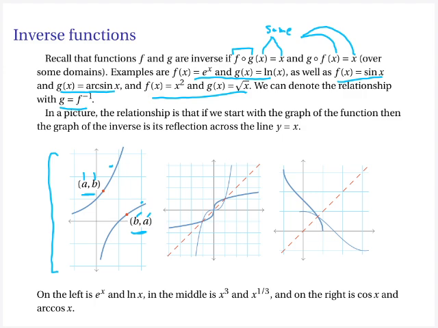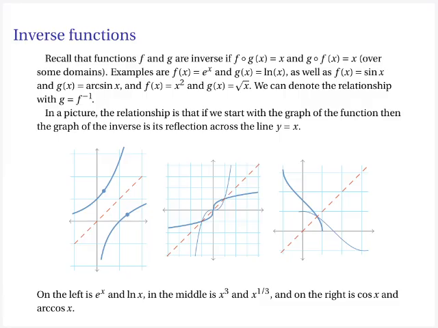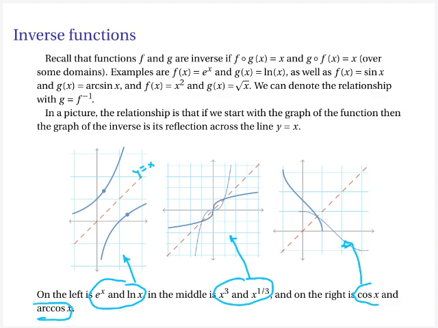And from that, you immediately see the geometric picture, the way they look: two functions are inverse if one is a reflection of the other across the line y equals x. This is the line y equals x, the dashed line. So this is e to the x and ln of x. This one is x cubed and cube root. And cosine and arc cosine. You see that one there. In all three cases you're looking at a reflection of one across the line y equals x.